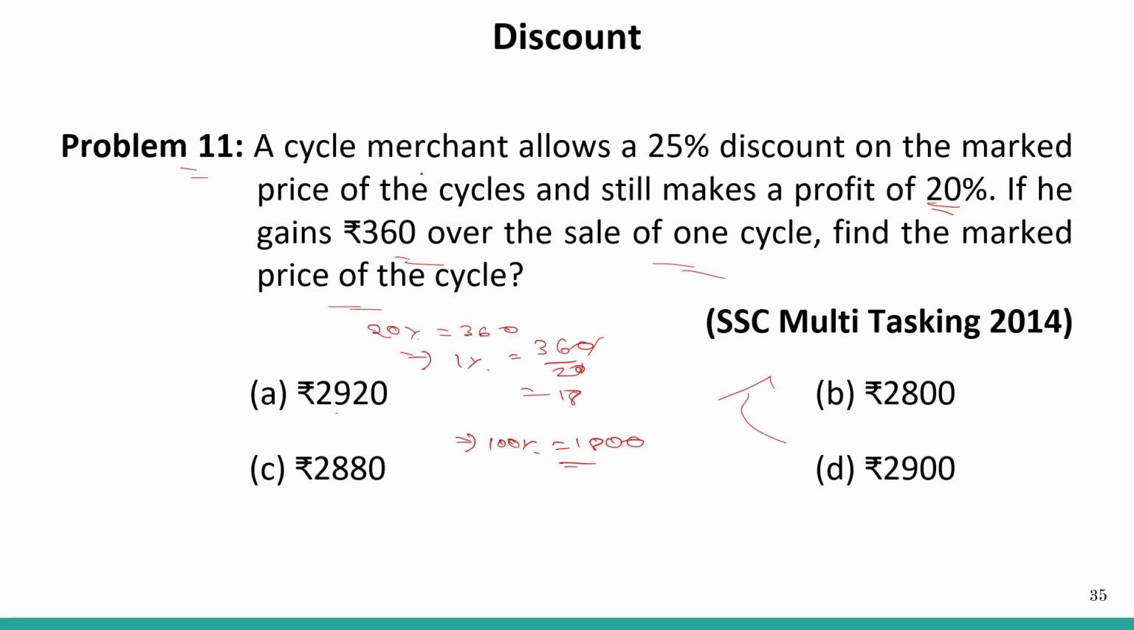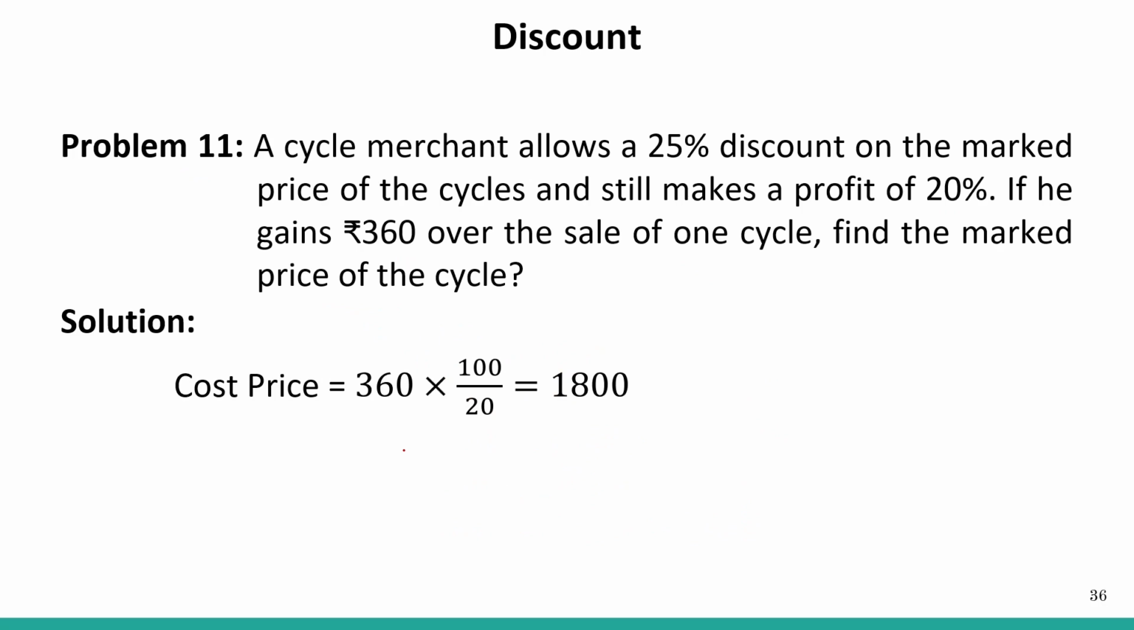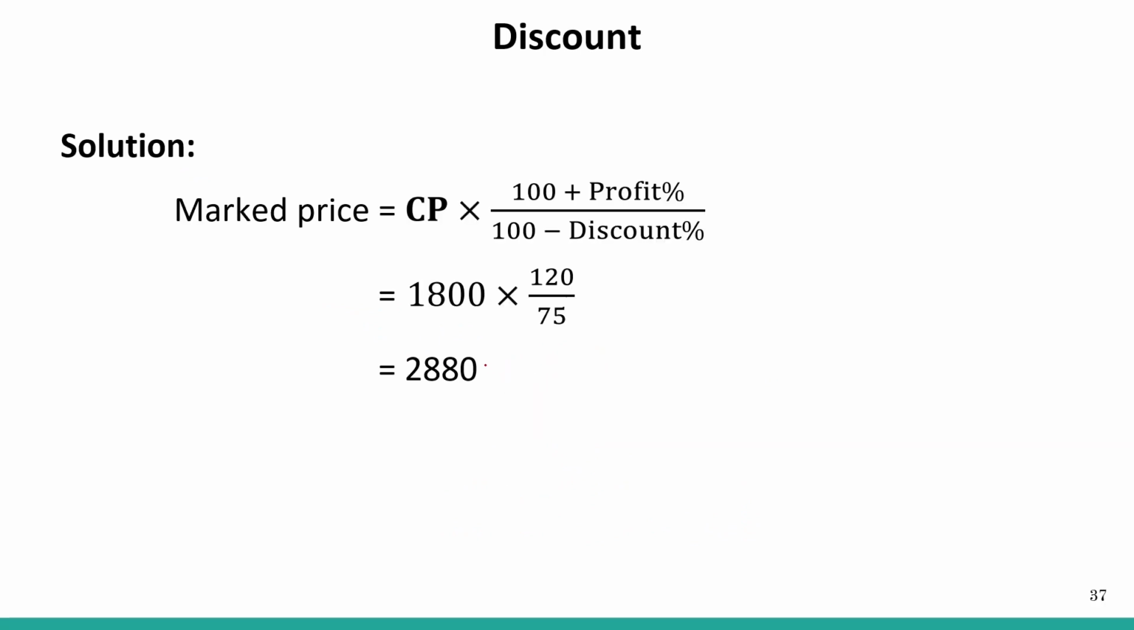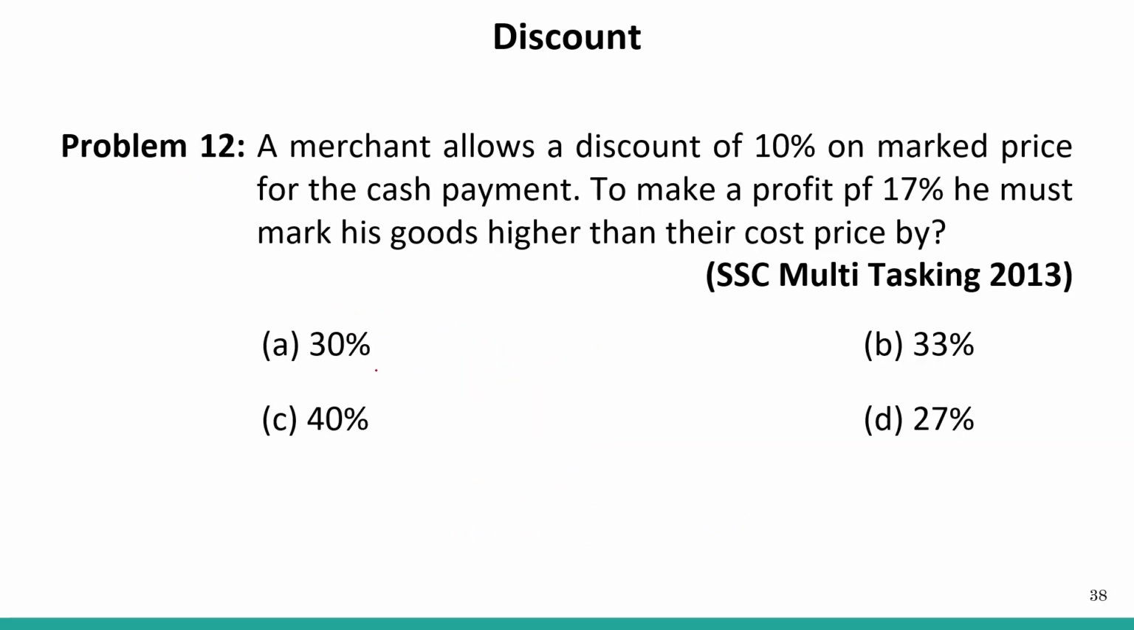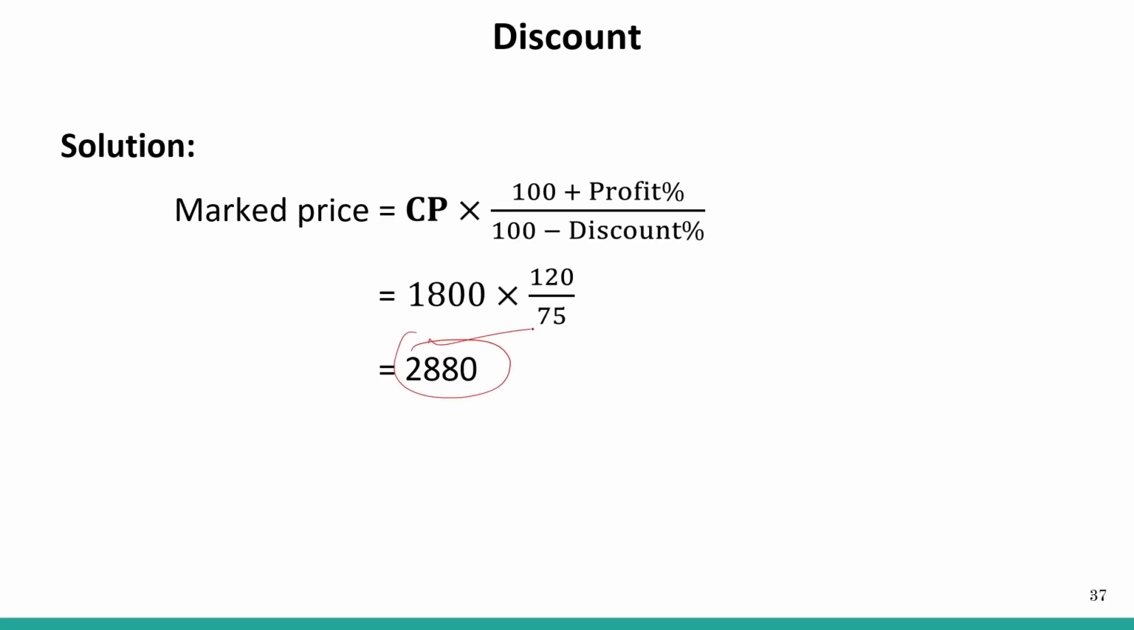So what happens is, it tells us that a cycle merchant allows 25% discount. Okay, so 0.75x is equal to 1800. This implies that x is equal to 1800 by 0.75. Okay, so 18 by 75, this much amount is the answer. So cost price is equal to 1800. Mark price is equal to 2880. Okay, so 2880 will be the correct answer.